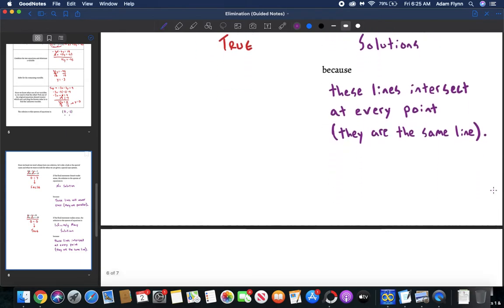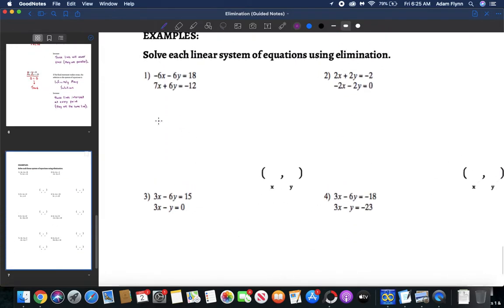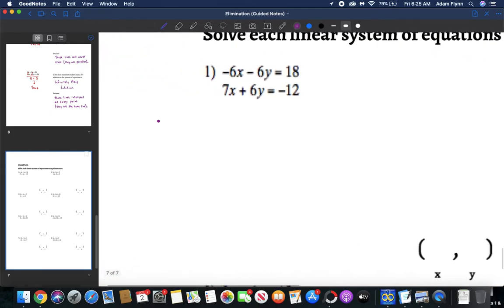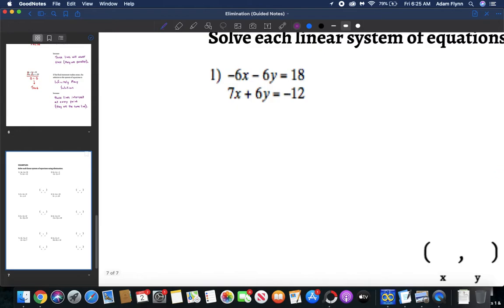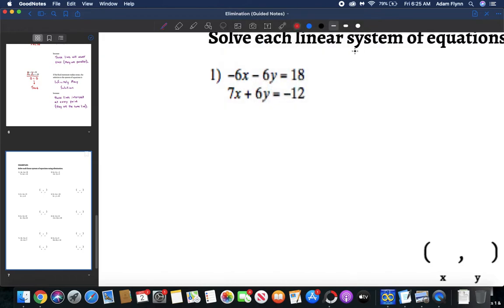Okay, let's continue on. We now have our examples. So let me get set up for these. So our first example problem. Let me get a smaller marker here. Okay, taking a look at my first example problem, we've got negative 6x minus 6y equals 18, and we have 7x plus 6y equals negative 12.